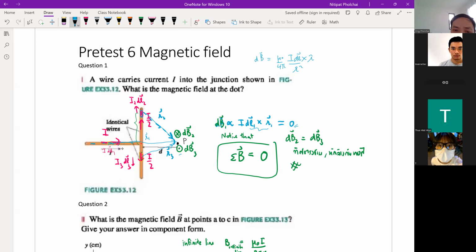So I notice that dB3 and dB2 are going to be in opposite directions. And because it's the same length, right, I'm going to integrate from the nearest one to infinity. So it means that they're going to be equal but opposite in direction. So the total magnetic field for this case is going to be 0. So I can say the magnetic field at the dot is going to be 0 for this situation. Does it make sense?